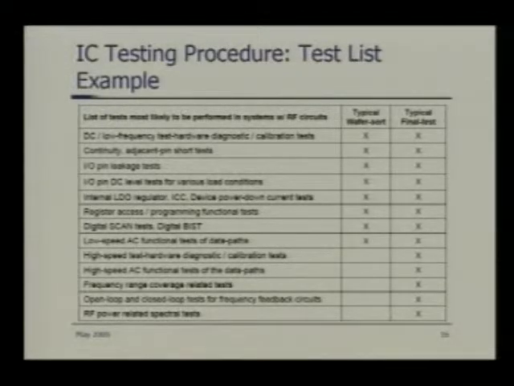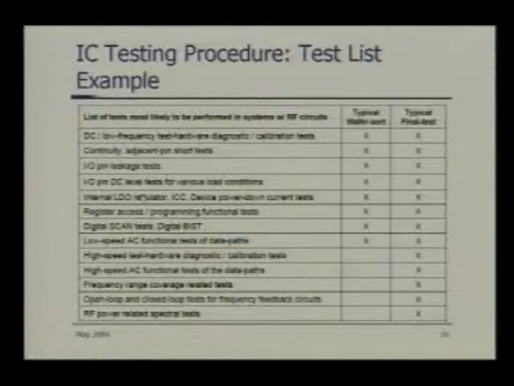Particularly for RF circuitry, there is invariably going to be an internal low dropout regulator, an LDO regulator, so that we make the RF circuitry immune to the VCC variation. So you should be testing for the internal LDO regulator as well. Similarly for ICC, which is the device quiescent current, device power down current.